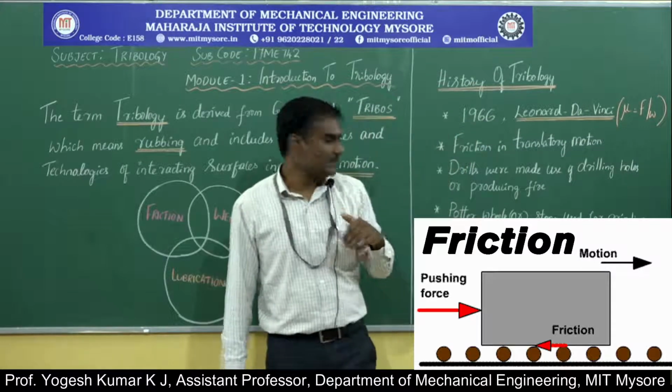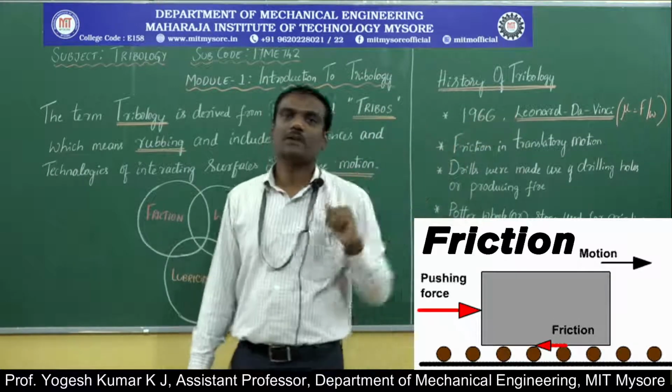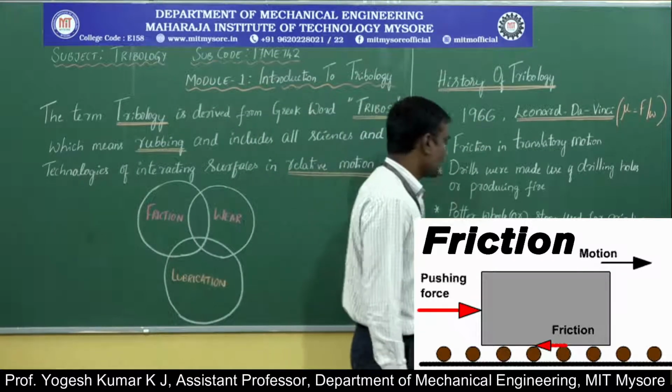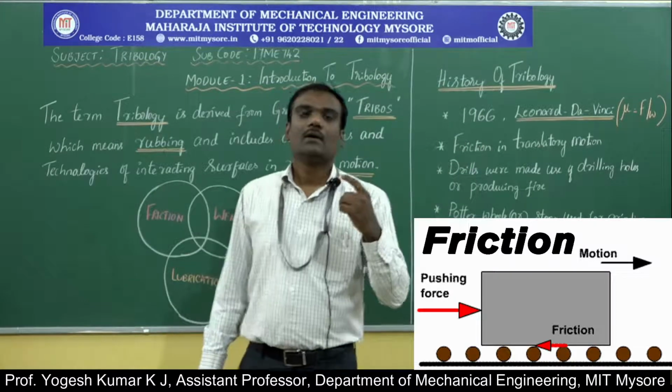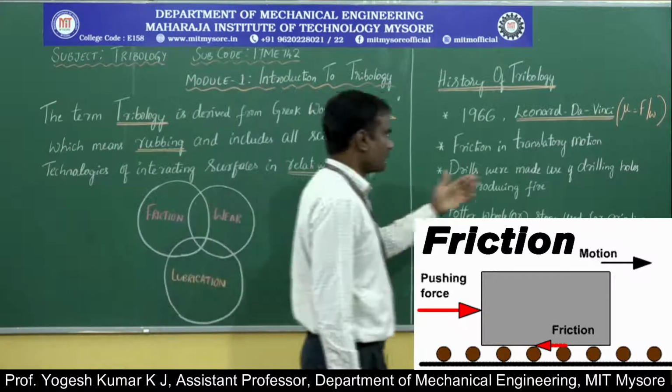Then one more scientist by the name G. Amontons enhanced the work of Leonardo da Vinci. He continued the work of Leonardo da Vinci, and he discovered two other laws, where he proposed that the coefficient of friction is directly proportional to the frictional force.